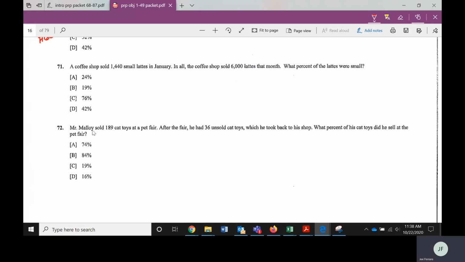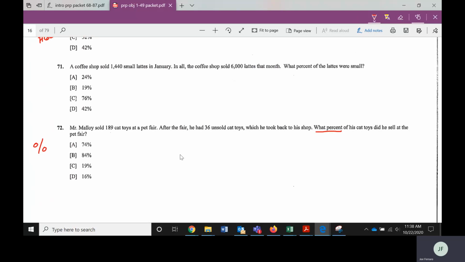It says Mr. Malloy sold 189 cat toys. After the fair, he had 36 unsold cat toys, which he took back to the shop. What percent of his cat toys did he sell at the pet fair? So, first thing, the question says, what percent? Okay, so we're looking for percent.